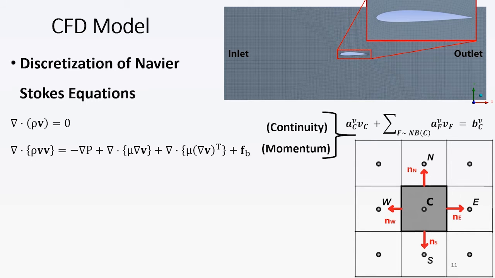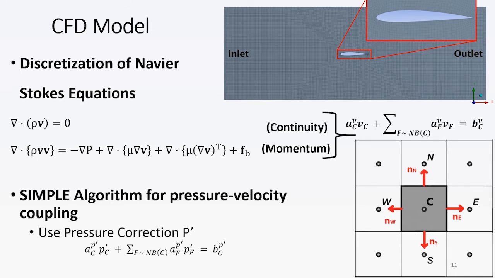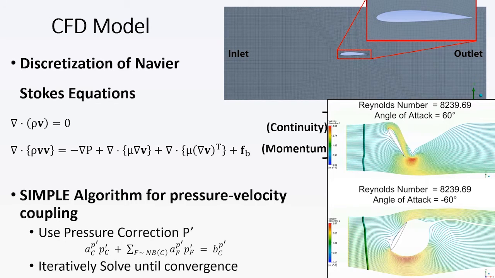along with a source term. Then, a SIMPLE algorithm that couples the pressure and velocity is applied by using the pressure correction P', then iteratively solving until convergence is reached. Afterwards, the flow field should be computed for different flow regimes and angles of attack. Then, the coefficient of lift and drag can simply be calculated using the same formulas presented in previous slides.